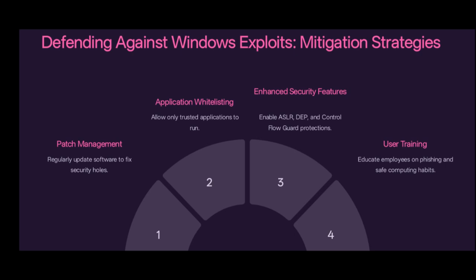4. Mitigation strategies. 4.1 Patch and Update Management. 4.1.1 Strategy. Enforce automated patch deployment via WSUS or SCCM. Prioritize zero-day and critical patches. 4.1.2 Best Practices. Test patches in staging environments. Schedule maintenance windows for critical infrastructure. 4.2 Application whitelisting.